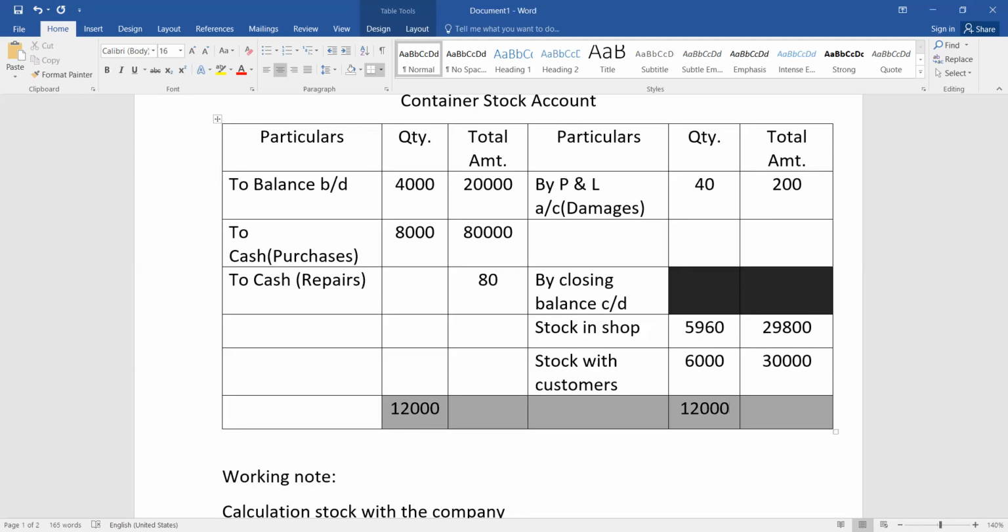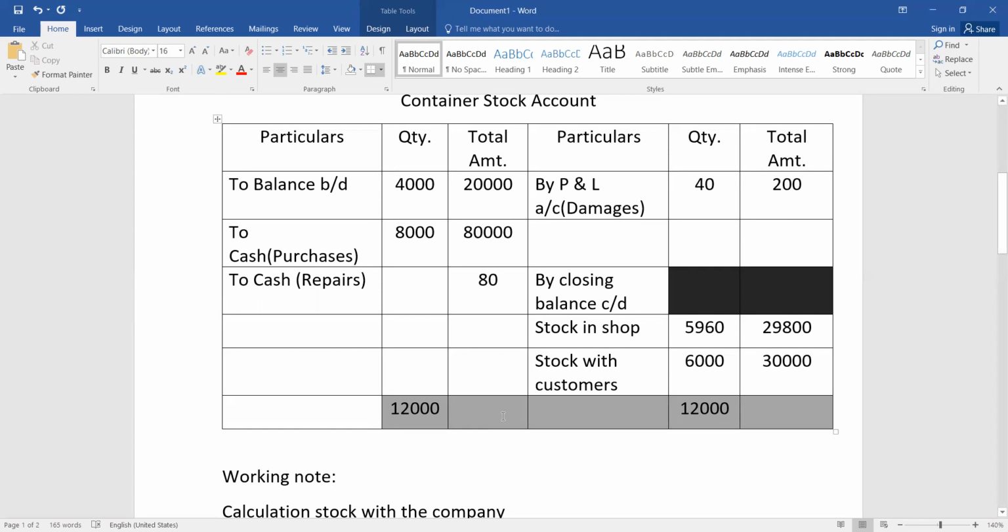So remember, in the containers stock account, the units are going to be tallied. And now coming to the amount column, we have 20,000 plus 80,000 plus 80 on my debit side. And on the credit side, we have 30,000 plus 29,800 is 59,800 plus 200 would give me 60,000. So there is a balancing figure here of 40,080. And that balancing figure is actually the depreciation that is transferred to the P&L account.